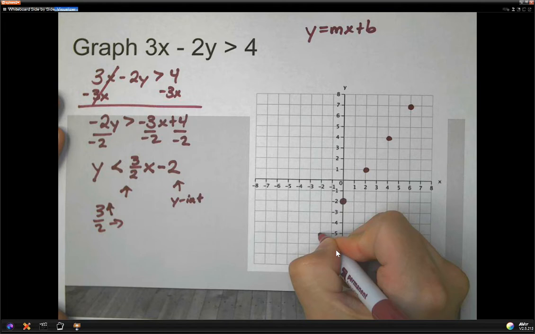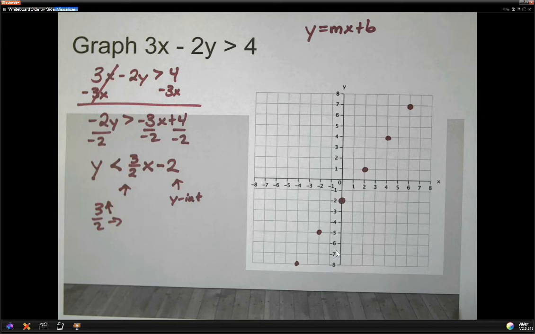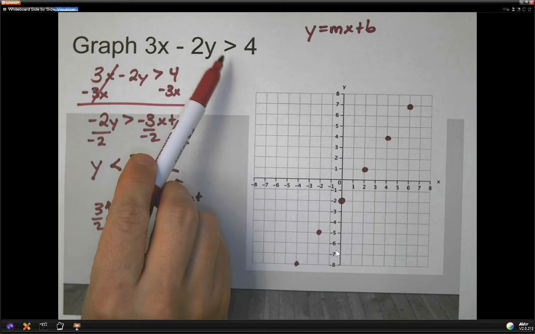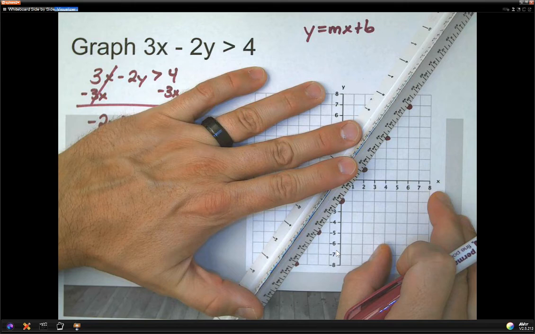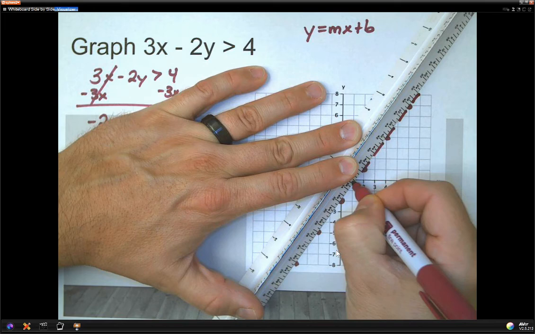So once I have that, again, think to yourself, is this going to be a solid or dashed line? Hopefully you thought dash. Because it's not equal to, then we know that line is not going to be equal to. It can't be true. No point on that line is true. So because it's not, we have to do our dash.